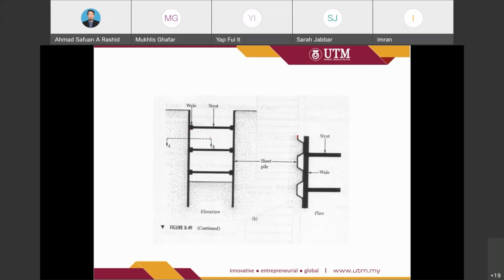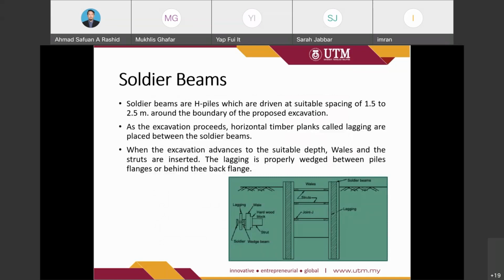So in the calculation, we need to determine the sheet pile properties, wales, and also the strut. Then the other one is the soldier beam, where they use the H pile, which are driven at suitable spacing of 1.2 to 2.5 meter around the boundary of the proposed excavation. As the excavation proceeds, horizontal timber planks called lagging are placed between the soldier beams.